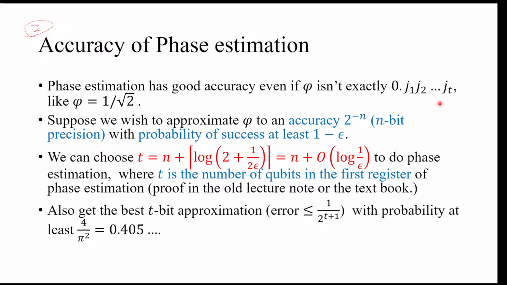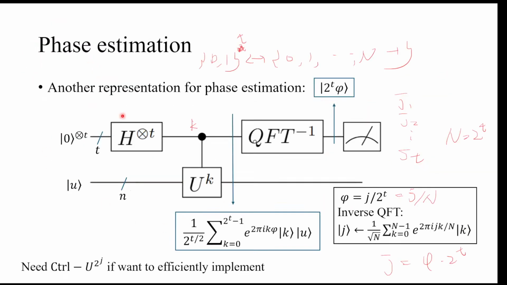If our psi is some irrational number, so you can never write it as a binary fraction, and it doesn't even repeat itself, for example psi equal to 1 over square root 2, then our phase estimation will have some error. What we have here is exact: you get the exact phase, 100% probability, 100% correct.